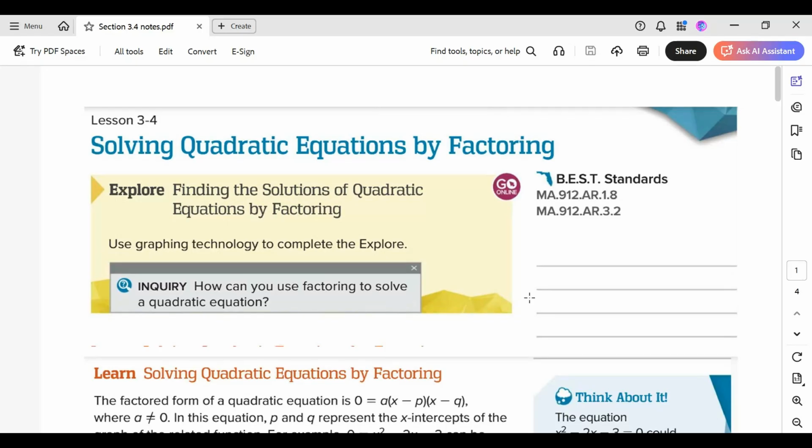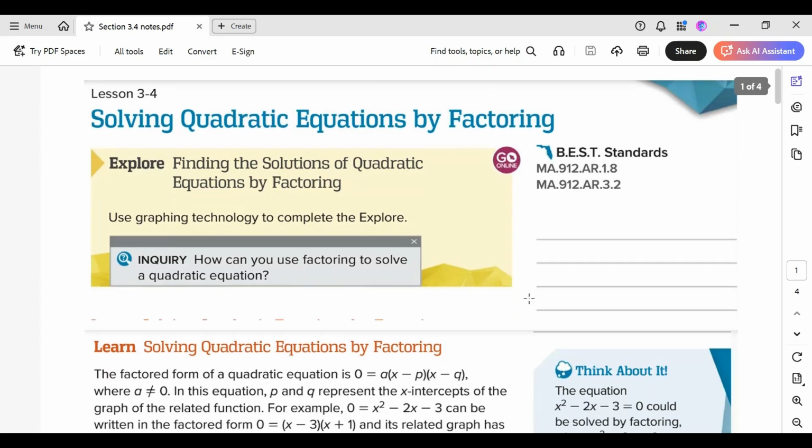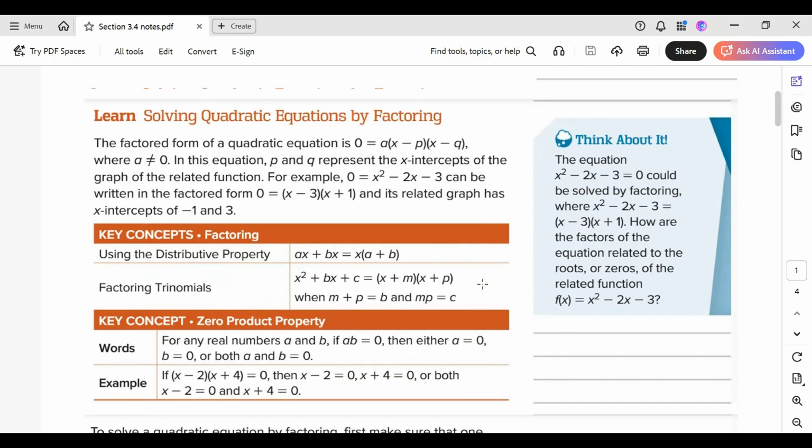Lesson 3.4, solving quadratic equations by factoring. It's BEST standards MA.912.AR.1.8 and AR.3.2. So, solving quadratic equations by factoring.